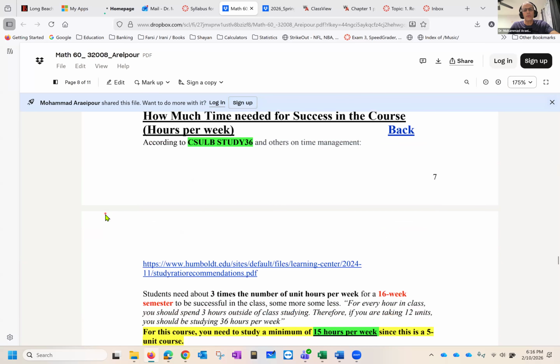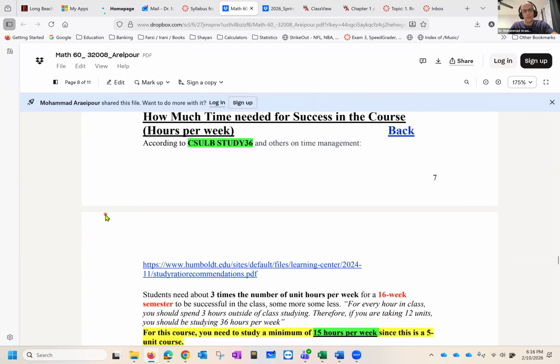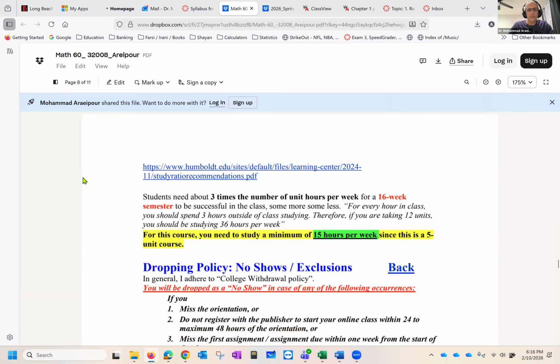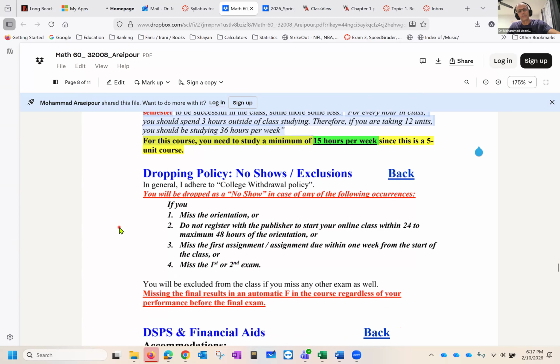Okay, how much time do I need to do well in this course? According to CSULB Study 36 and other researchers, we need about 3 times the number of units per week to do well. This is a 5-unit course. So we are going to need about 15 hours per week to do well in this course. I can't emphasize this enough.